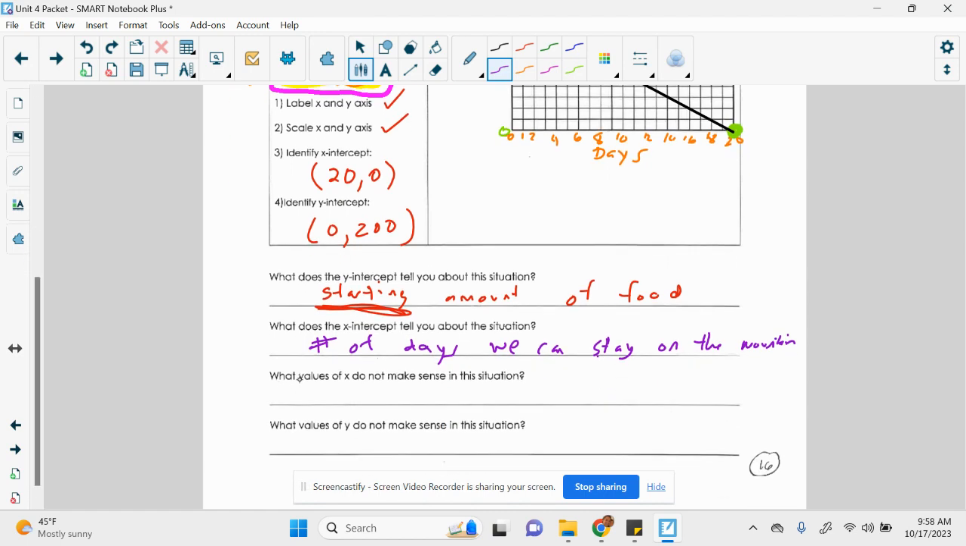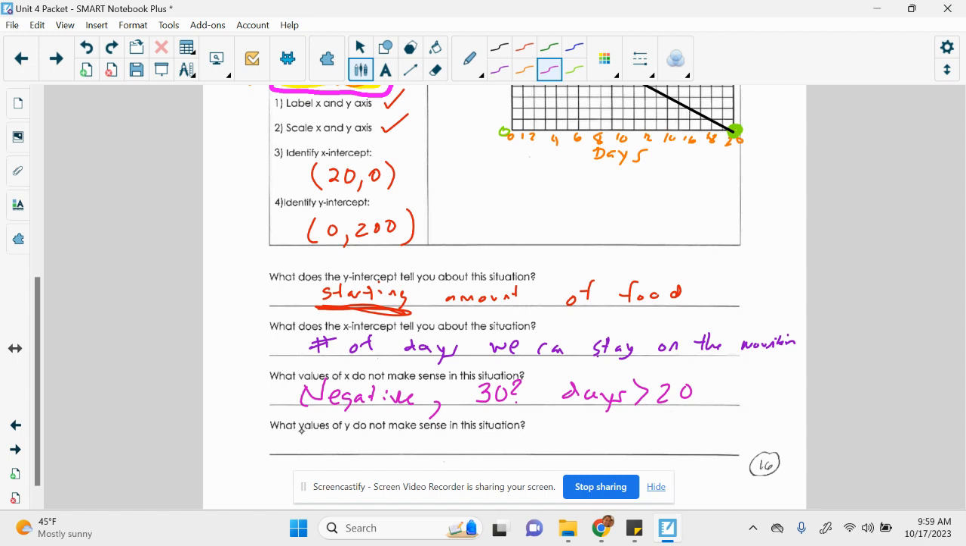Now, what values of x do not make sense? Now, here's some values that don't make sense. Can we be on the mountain for negative days? Absolutely not. We all talked about this. Negatives really don't exist in real world problems. All right. Does like the day 30 make sense? And you're probably saying, yeah, you could, but here's the deal. Any day greater, so days greater than 20, those don't make sense, all right? Because those are days where we don't have food and now we're in trouble.